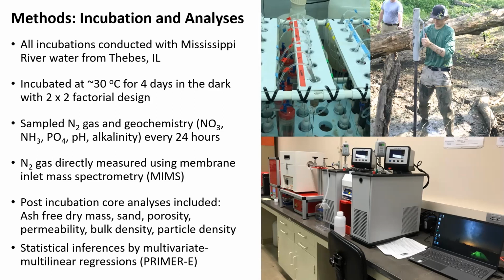We then sampled N2 gas and geochemistries such as nitrate, ammonia, phosphate, pH, and alkalinity every 24 hours as to catalog the change that occurred within these sediment cores. And then sampled the N2 gas directly using a membrane inlet mass spectrometer, or a MIMS, which is shown here in the bottom right. And then following these incubations, we looked at the physical characteristics of the sediment, looking at things like ash-free dry mass, sand content, porosity, permeability, bulk density, and particle density. And then did many of our statistical inferences by multivariate, multilinear regression.